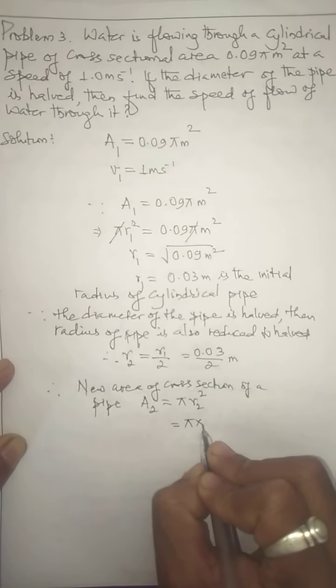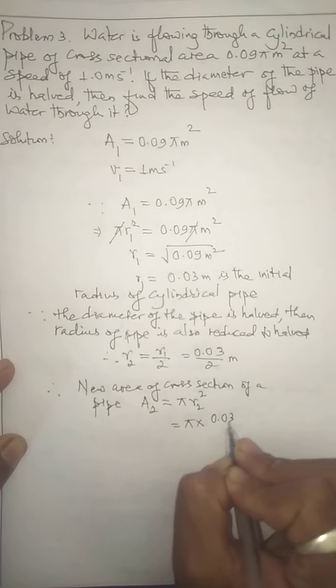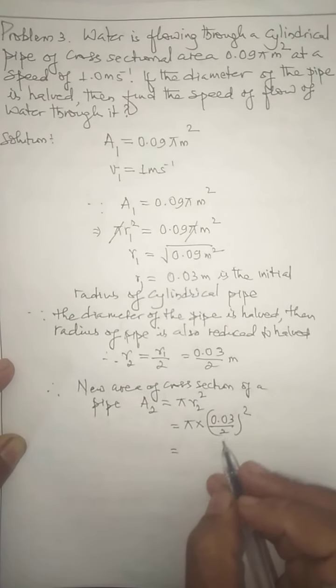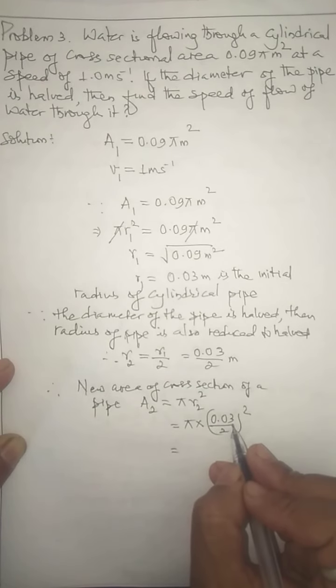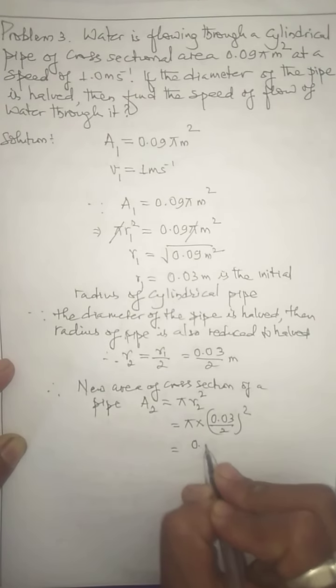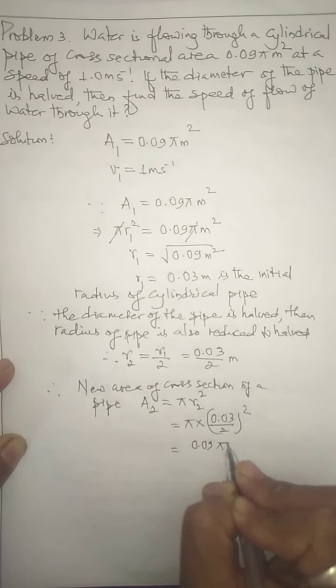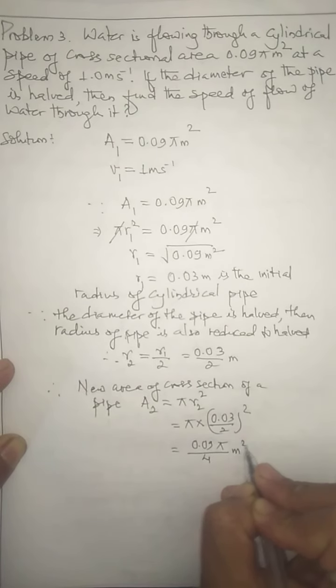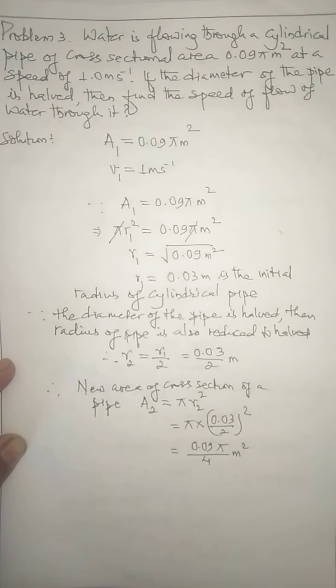Pi into r2, that means 0.03 by 2 with whole square. So let me open the bracket. 0.03 square means 0.09 pi in the numerator, and 2 square means 4. I write 4, and this is meter square. So this is the new area of cross section.